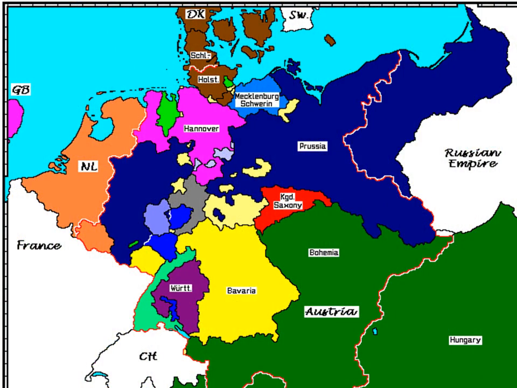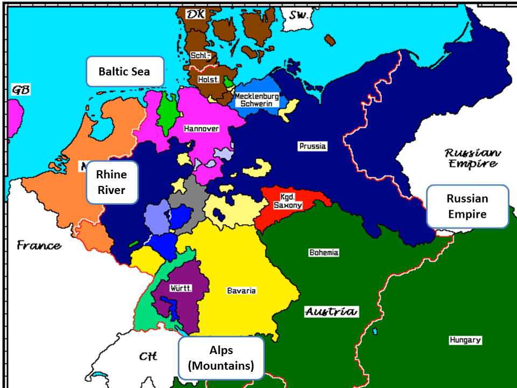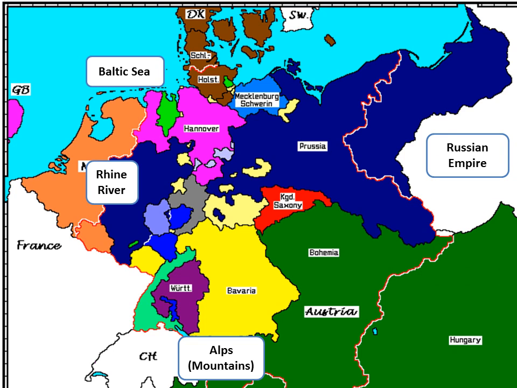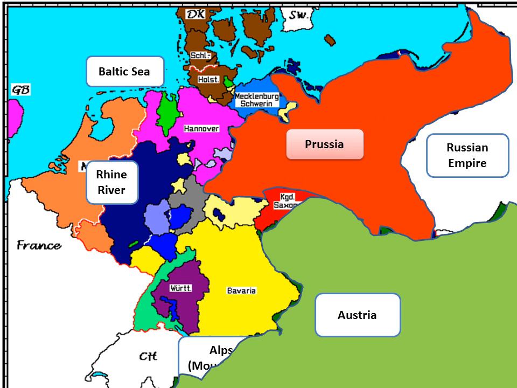So this map shows you what Germany, as we know it today, looked like in 1815. Germany didn't exist. It was broken up into 39 independent states or kingdoms that operated on their own. And the German states stretched from the Baltic Sea in the north to the Alps, the mountain range, in the south, and from the Rhine River in the west to the Russian Empire in the east. This was a massive expanse of land. And the two strongest and biggest German states were Prussia and Austria.